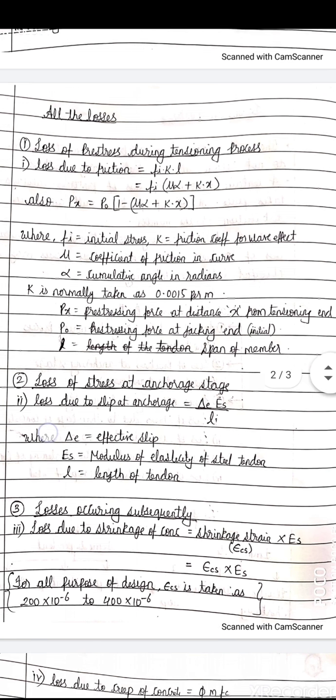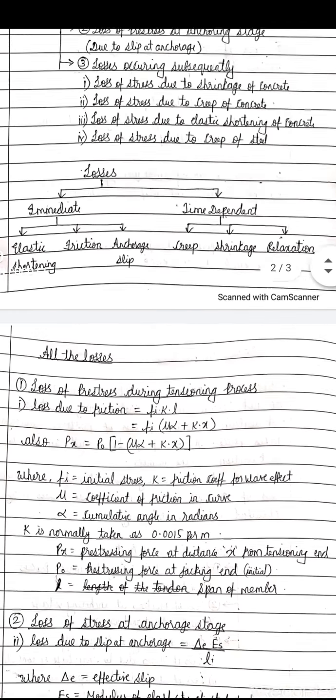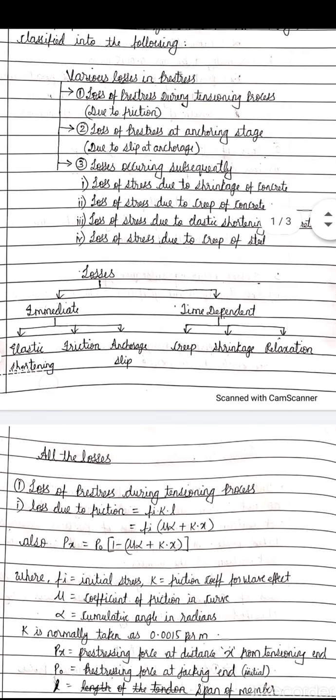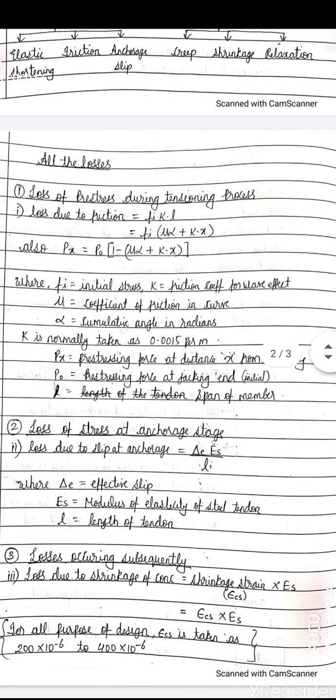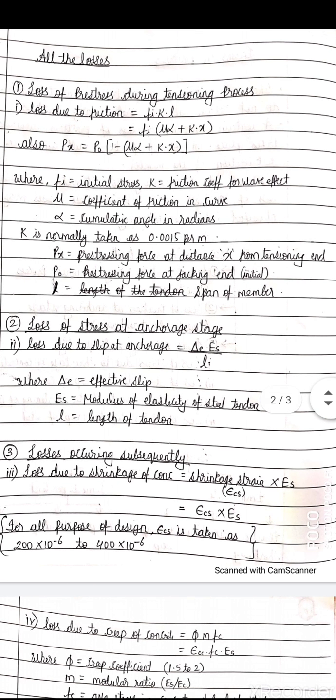The next loss is losses occurring subsequently. I have just numbered the losses. Can you see the first loss, due to friction? I have numbered it as 1. We have seen in the previous slide that there are a total of 6 losses. I hope you have noticed that. We are discussing those 6 losses together so that it becomes easy for you to refer to this and learn these equations, and hence we can solve the problems based on this. For loss occurring subsequently, we have loss due to shrinkage of concrete.